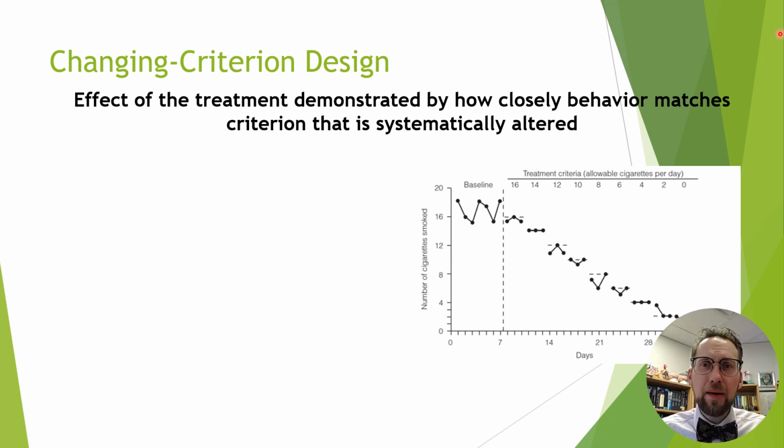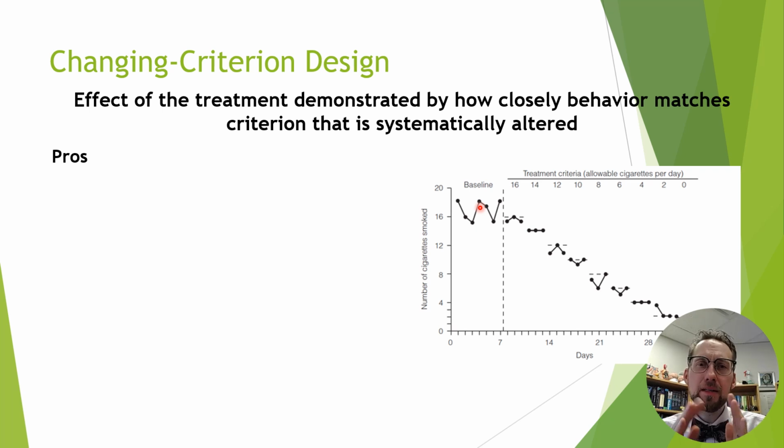Okay, and then we have the changing criterion design, which is a slightly complicated one for people to understand sometimes, but it's not as difficult as it seems. Basically, the effect of the treatment is demonstrated by how closely a behavior matches a criterion that you set and that you systematically alter. So let's say that someone is trying to reduce the number of cigarettes smoked. Well, then you first acquire baseline. So on day 1 they smoked, what was that, 17 cigarettes, and then on day 2 16, and on day 3 it was 15 or so, and you get what I mean.